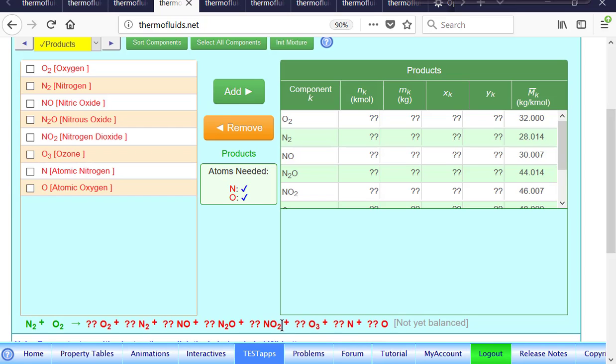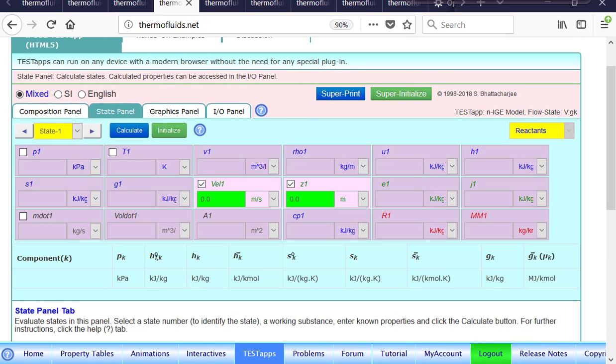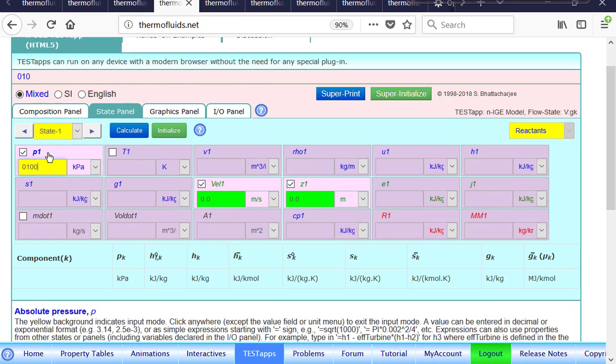kilomoles of each of these in this reaction. We want to produce this balanced reaction. Of course, in the reactants, we have nitrogen and oxygen atoms, and we see that they have to cover all the atoms of the reactants. We go to the state panel, and we pick a temperature and pressure at which they're coming.